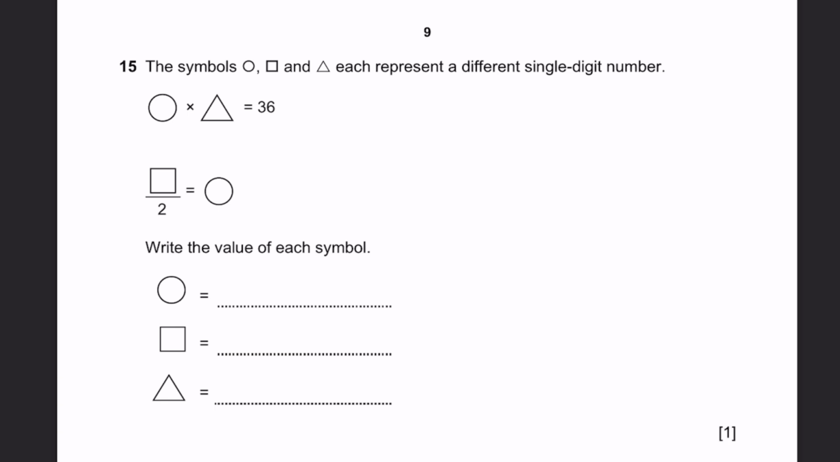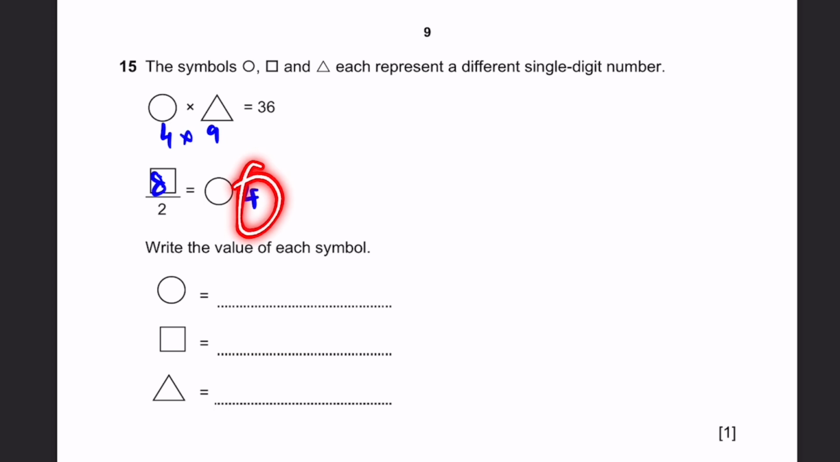First of all, we need to realize that all of these values are single-digit numbers. The only way to make 36 from two single-digit values is 4 times 9. I'll tell you why circle has to be 4 and triangle has to be 9 in just a minute. So circle is 4. Something by 2 is equal to 4. That something is a square. So square has to be 8.